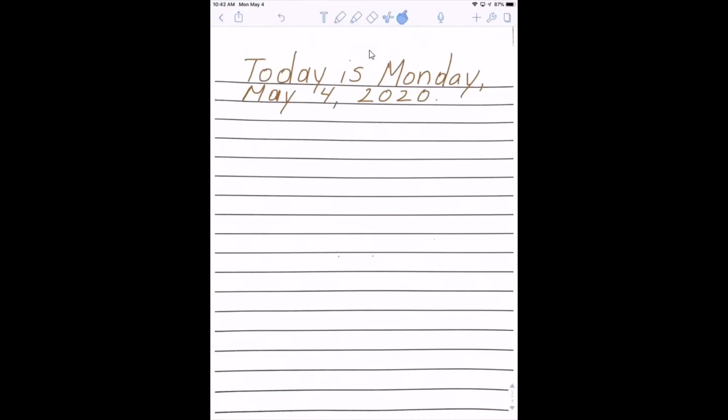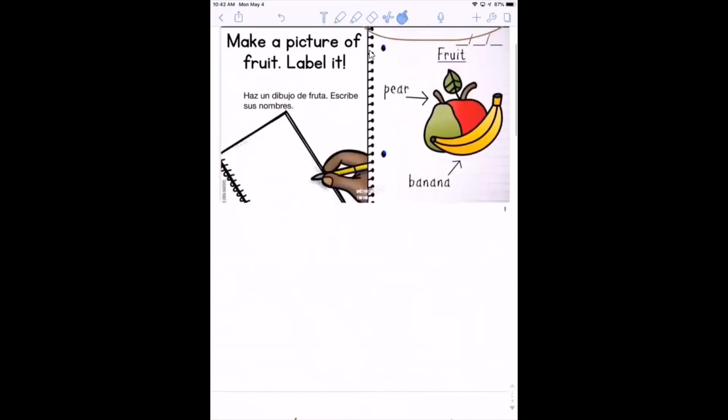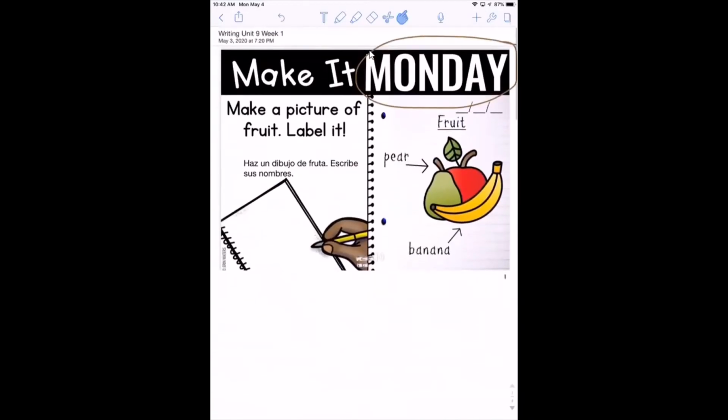Then you're going to follow what the picture tells you to do. And it also has the instructions there in Spanish for your parents if you need help with the instructions. Okay, so that's what you will be doing. So for today is draw a picture of a fruit and label it.